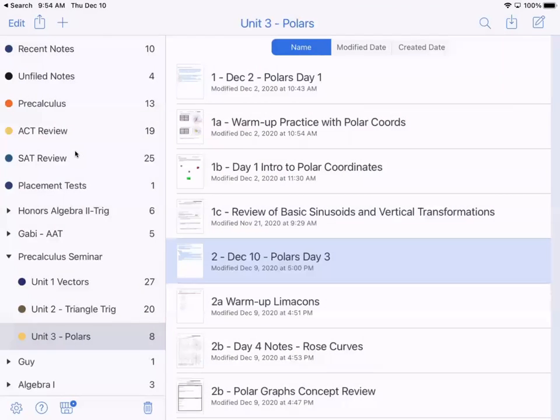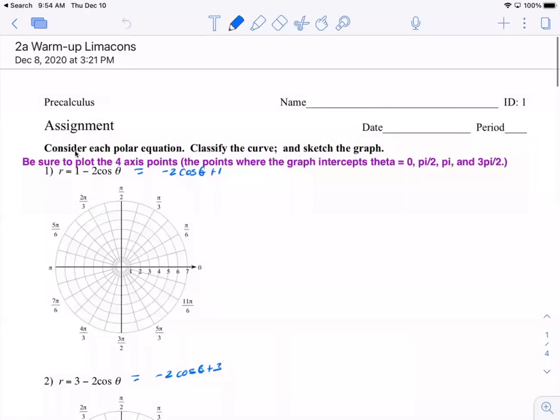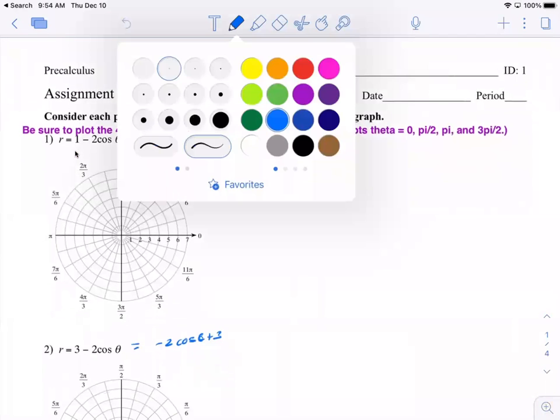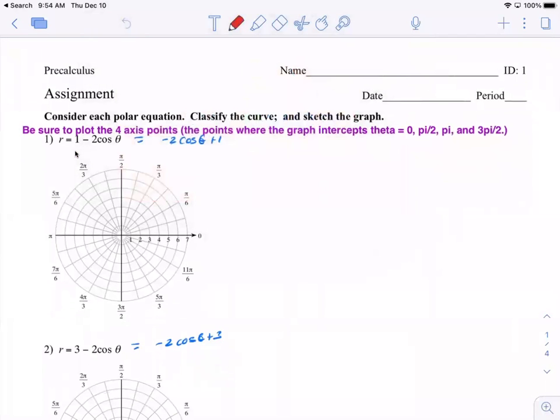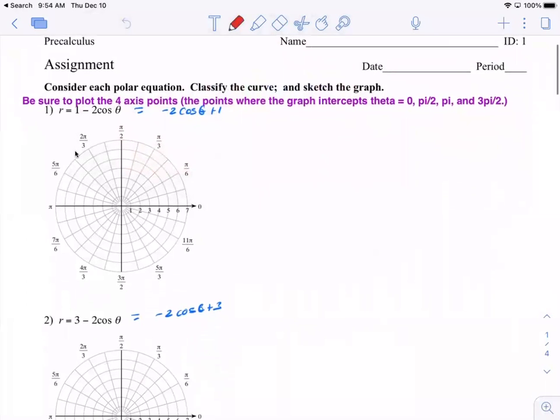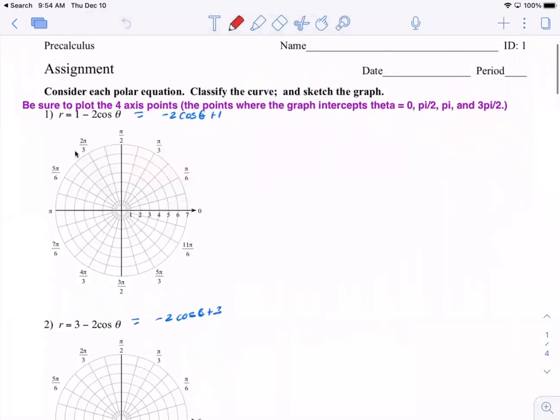Okay, so what I really want to do is graph some limacons and circles. I sent you this warm-up worksheet where we're going to graph 4 of these types of figures. My goal now is that when we look at the equation, we can figure out what type of limacon it is, so that will help us sketch it.